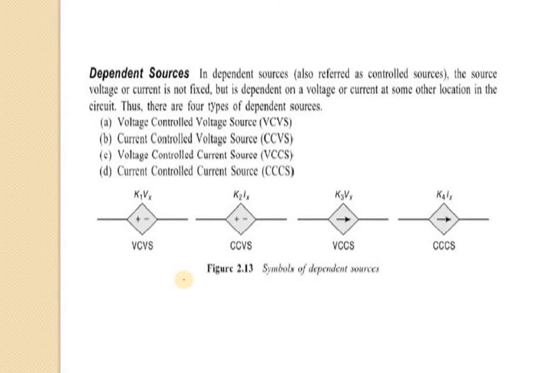Next one is dependent source. Dependent sources are also referred to as controlled sources. Controlled sources means it is dependent on some other parameters. The source voltage or current is not fixed but is dependent on voltage or current at some other location in the circuit. Thus, there are four types of dependent source.